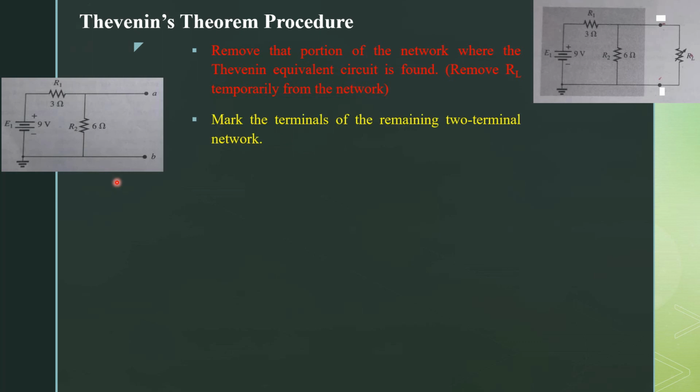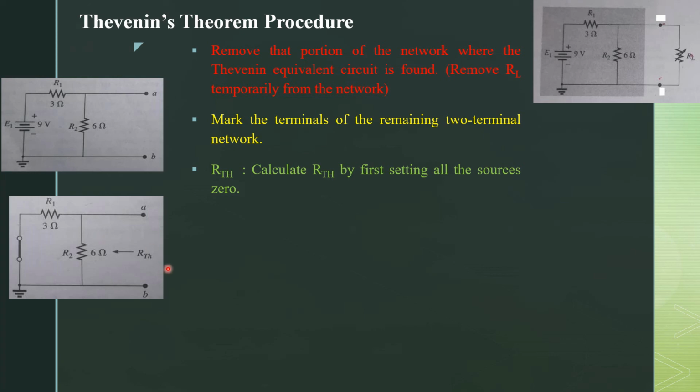In the second step, mark the terminals of the remaining 2 points. So we mark A and B where RL exists. Now we have to find the R Thevenin resistance. In order to find the R Thevenin, set all the sources equal to 0. Sources equal to 0 means if you have voltage sources in the circuit, replace them with a short circuit, and if you have any current source in the circuit, replace it with an open circuit.